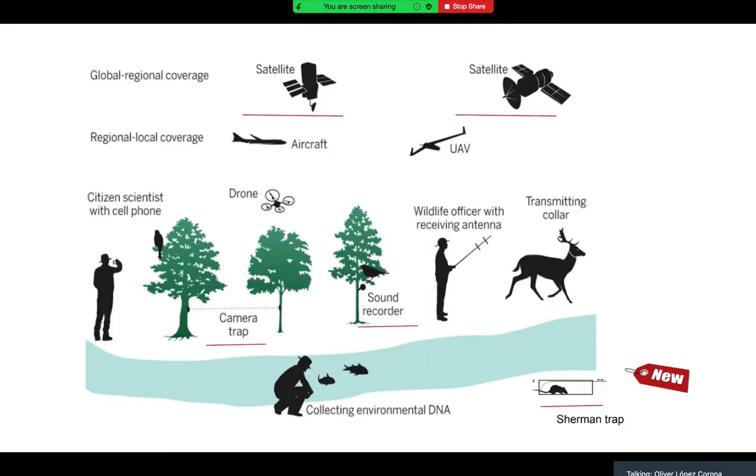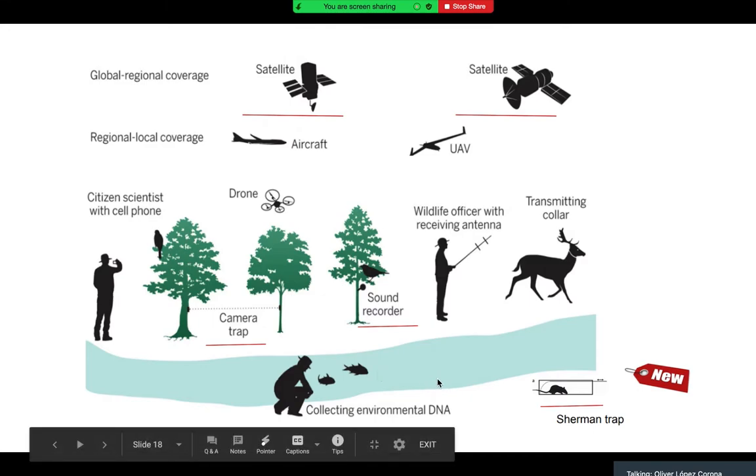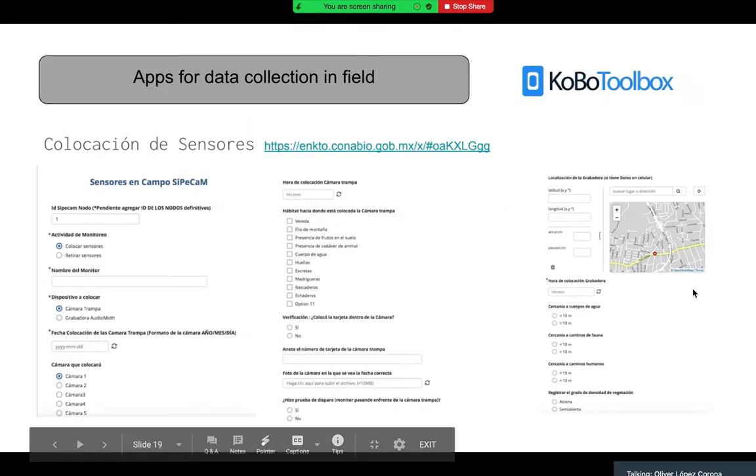We are using a lot of sensors to try to capture all possible signals from the ecosystems, incorporating, for example, new data from environmental DNA experiments and Sherman traps to try to capture these zoonotic effects.